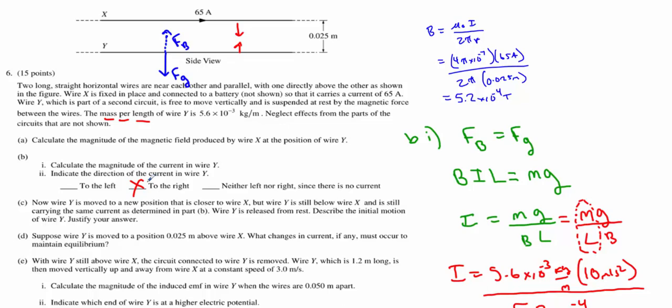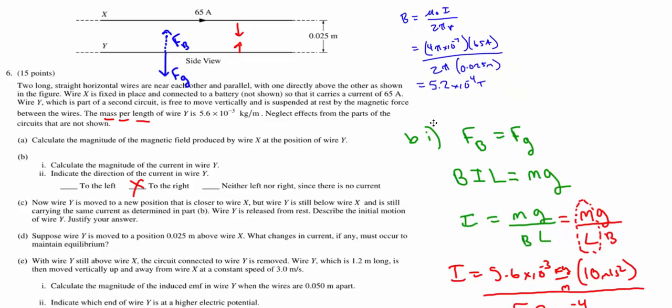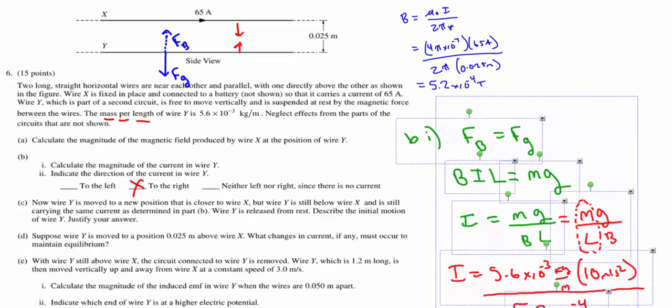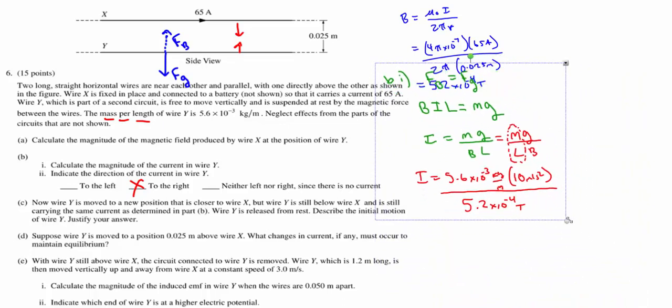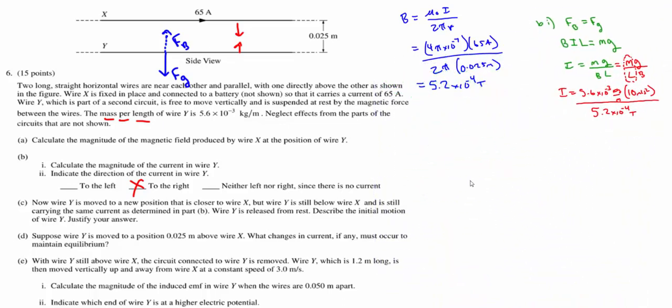All right, part C. Actually, let me go ahead and clean up all my workspace here so it's a little bit easier to show you everything. Part C says that the wire is now moved into a new position. We're going to take wire Y, bring it closer to wire X, but not past wire X, so it's still below wire X. We're going to release it from rest. We want to describe its initial motion, just the initial motion.